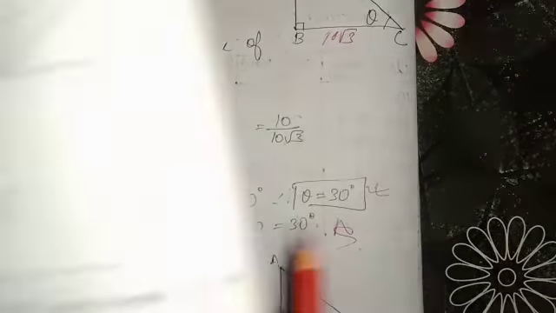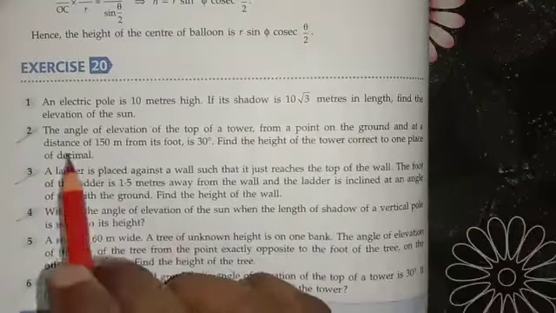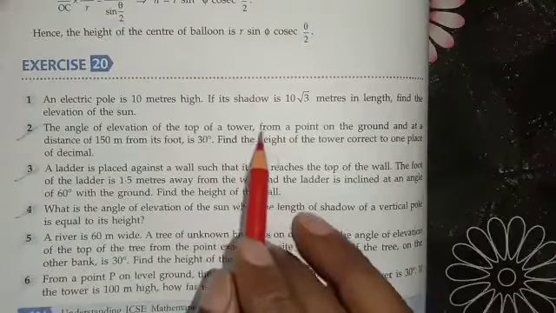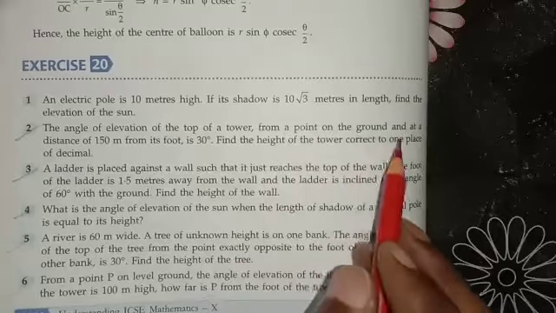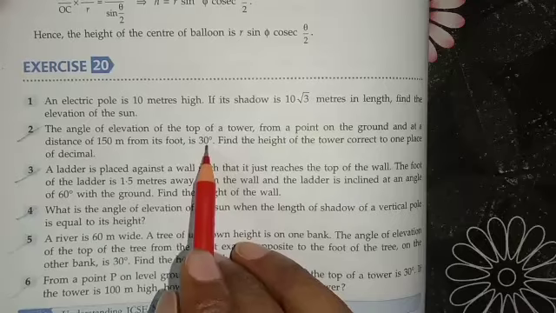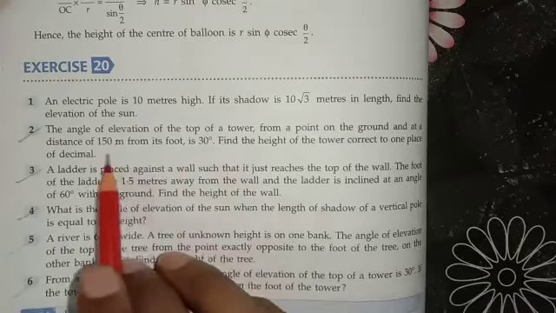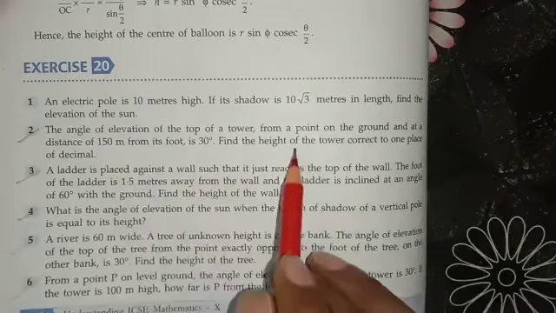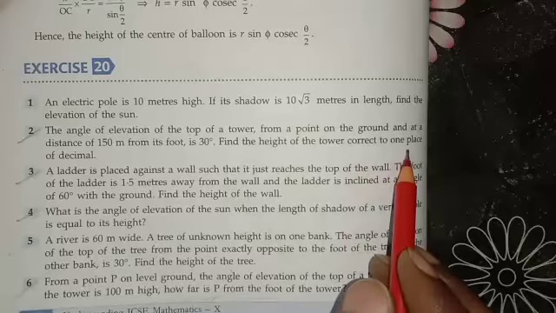See the question, what is given here. The angle of elevation of the top of a tower from a point on the ground, at a distance 150 meters from its foot, is 30. Angle of elevation is given, distance from the foot is given, 150 meters. Find the height of the tower correct to one place of decimal.